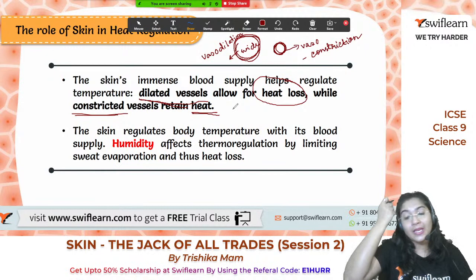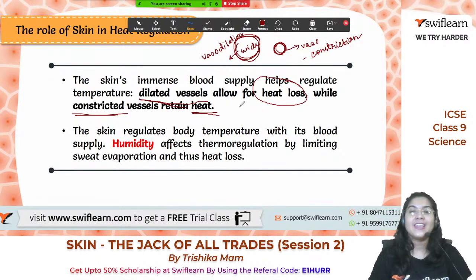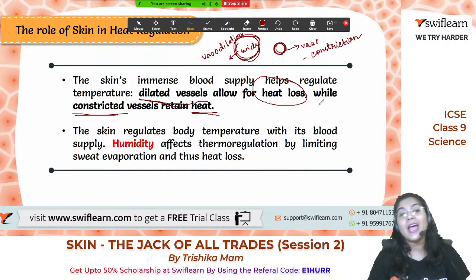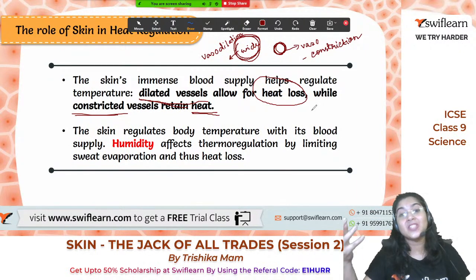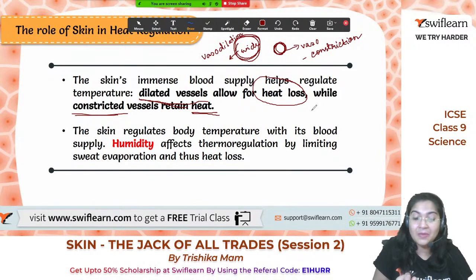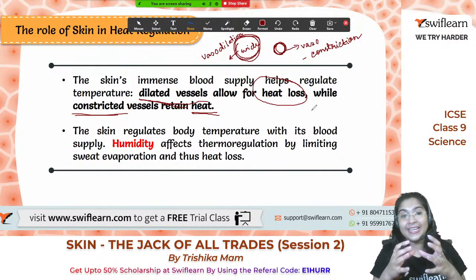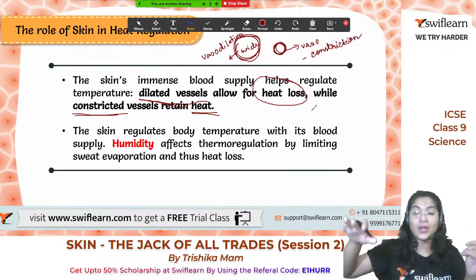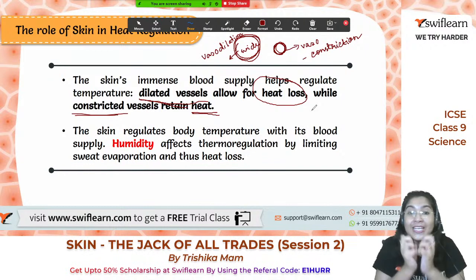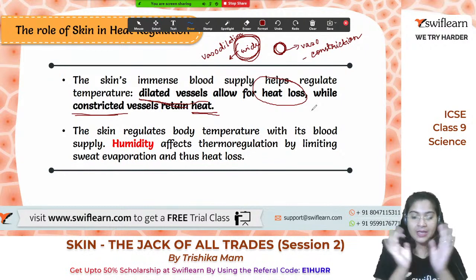ठीक है, तो अभी सोच के बताओ मुझे कि vasodilation कब होगा, during the summer or winter, and vasoconstriction कब होगा during the winter or summer. हीट लॉस का कब जरूरत है और हीट ट्रैप करके रखना हमारे बॉडी में कब जरूरत है. Okay, depending upon that, the blood vessels within our skin will dilate or constrict, and this dilation will help to lose the heat of our body, and this constriction will help to retain the heat within our body. Okay, clear है ना up to this much?